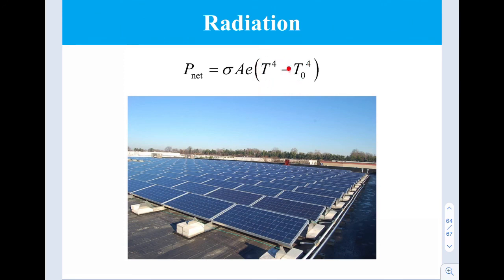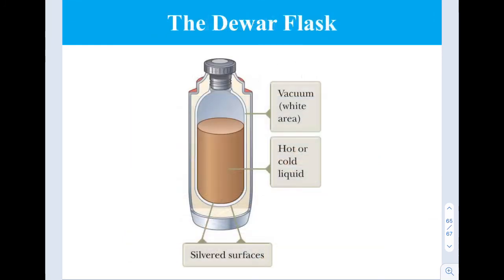T is the temperature of the object. T0 is the temperature of the surroundings of the object. E is the emissivity of the object. A is the cross-section area. Sigma is a constant. When an object is in equilibrium with the surroundings, it radiates and absorbs energy at the same rate and its temperature remains constant. When an object is hotter than its surroundings, it radiates more energy than it absorbs, and its temperature decreases. One of the best mechanisms that people figured out is the Dewar flask.